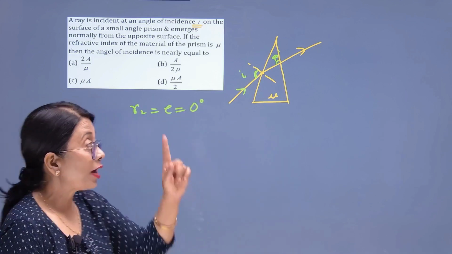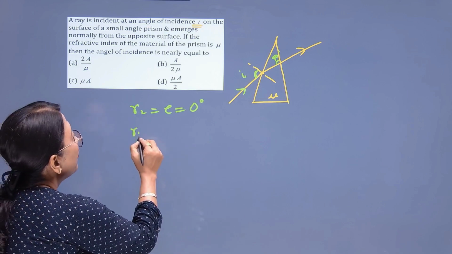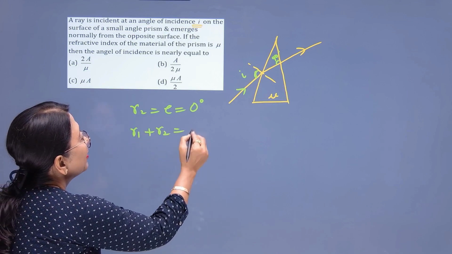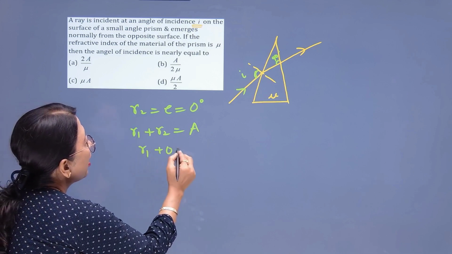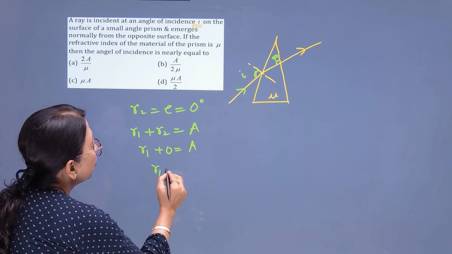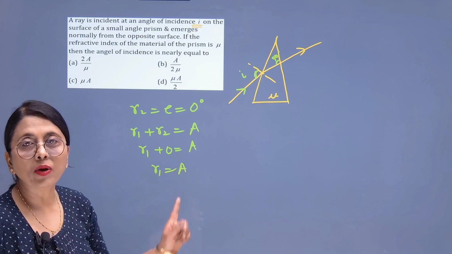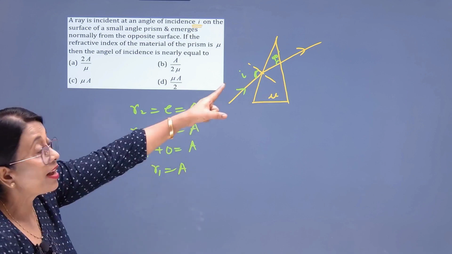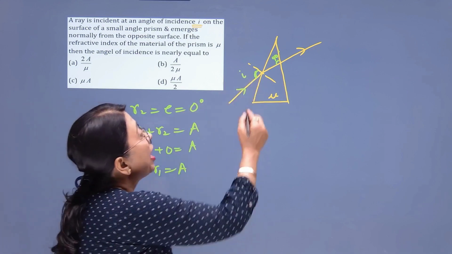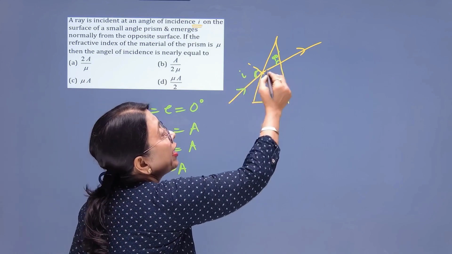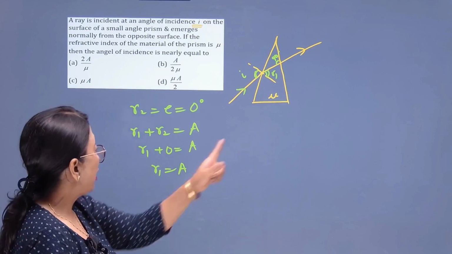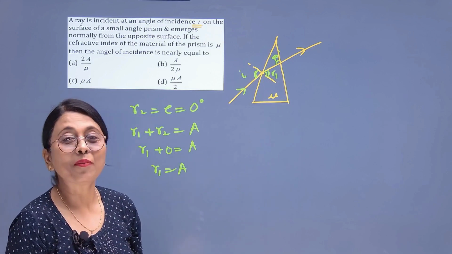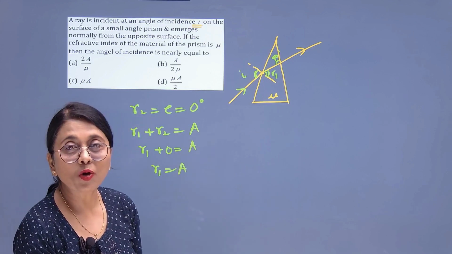ये दोनों के दोनों क्या हो गया? 0 degree. और आपको एक और चीज पता थी कि R1 plus R2 is equal to A. बिल्कुल. R2 क्या हो गया? 0. तो R1 की वैल्यू क्या आ गई? R1 has become equal to what? A. R1 has become equal to A. Now what they're asking you? I. और यहाँ देखो बच्चा, ये नॉर्मल है, ये हमारा एंगल ऑफ रिफ्रैक्शन है. So this is your R1. ये R1 है. R1 किसके बराबर आ गया? A के बराबर. जब ये A के बराबर आ गया तो कोई प्रॉब्लम ही नहीं है.